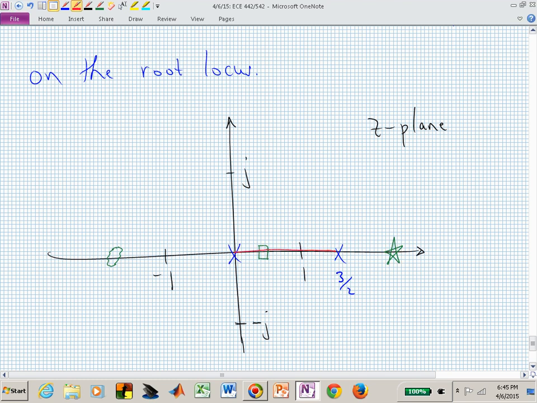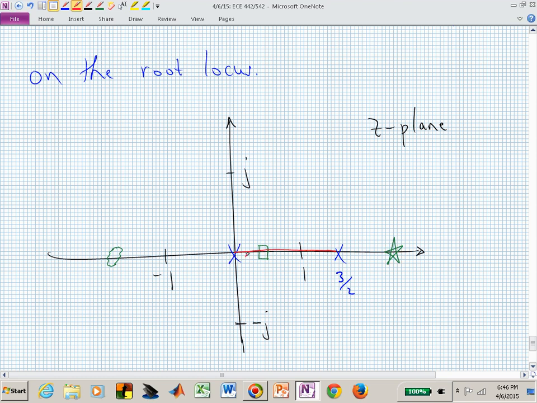What about the angle to the cloud? I have to turn through 180 degrees. At 3/2, I turn through 180 degrees. I subtract those two, and what do I have? Minus 360. That's not minus 180, is it? The line segment from the origin all the way to minus infinity is not a part of the root locus. The only piece of the root locus is between 0 and 3/2.